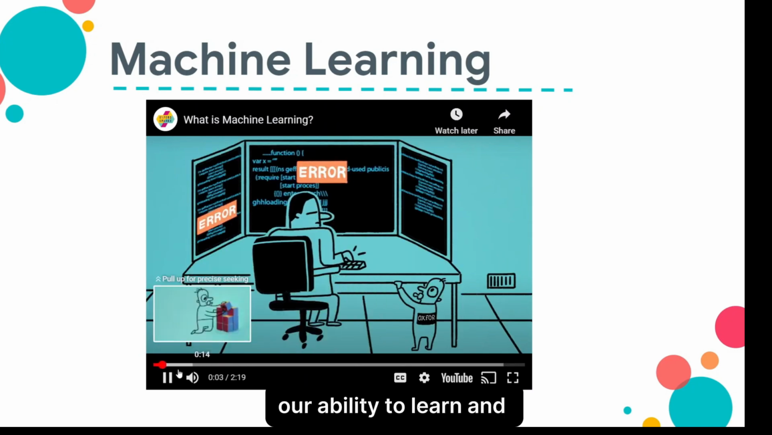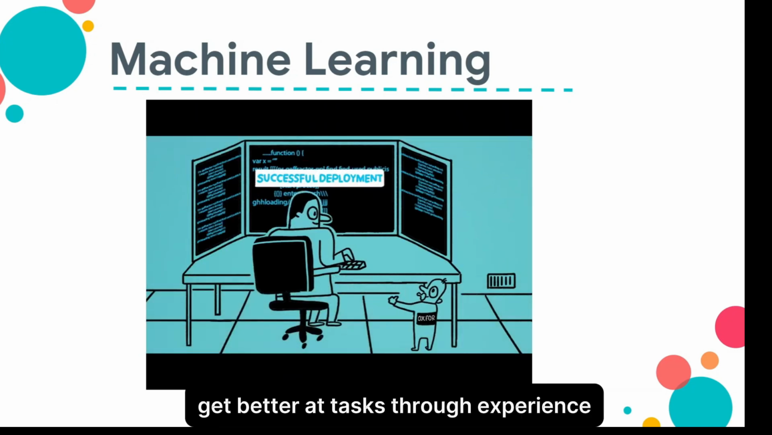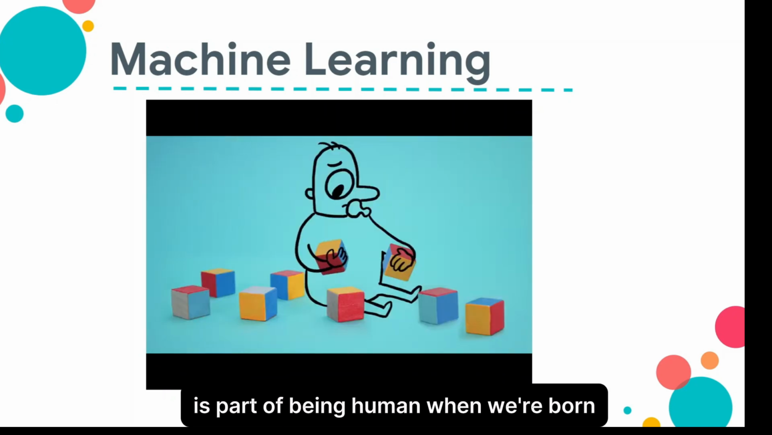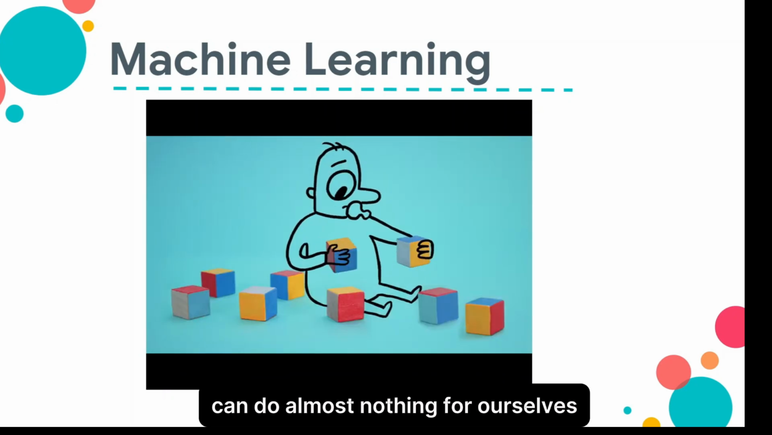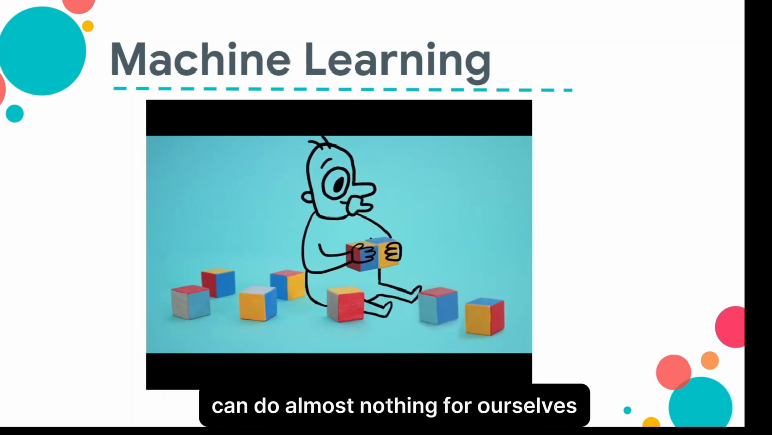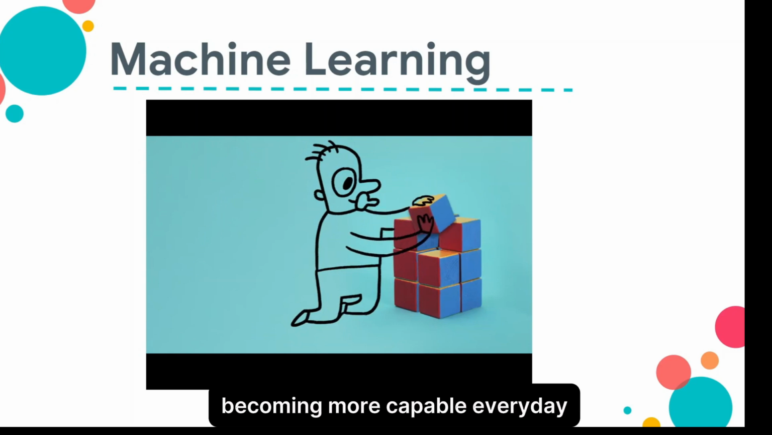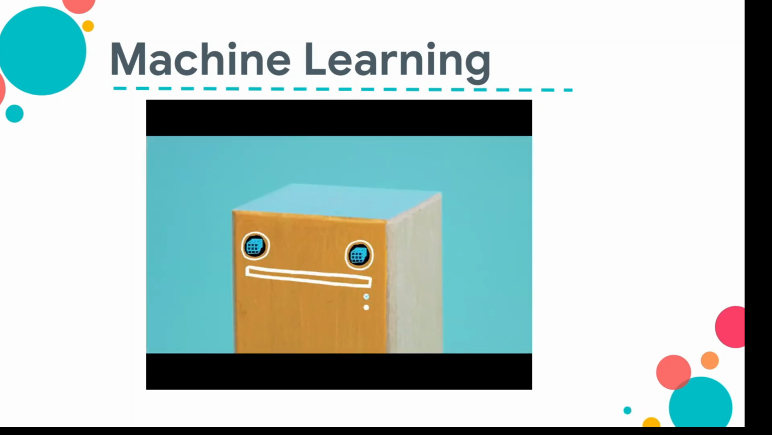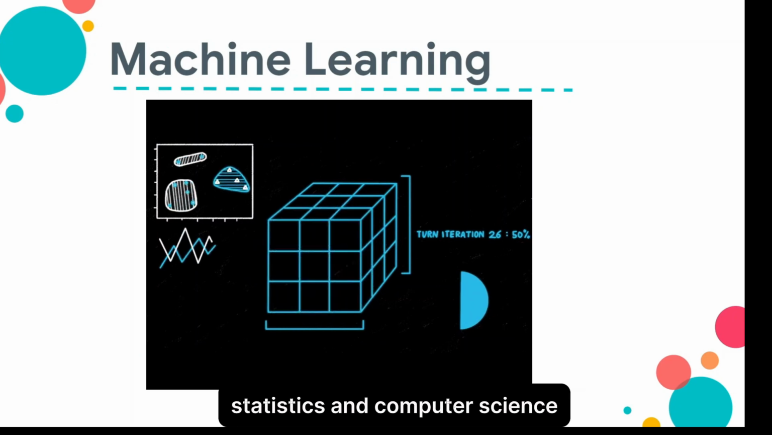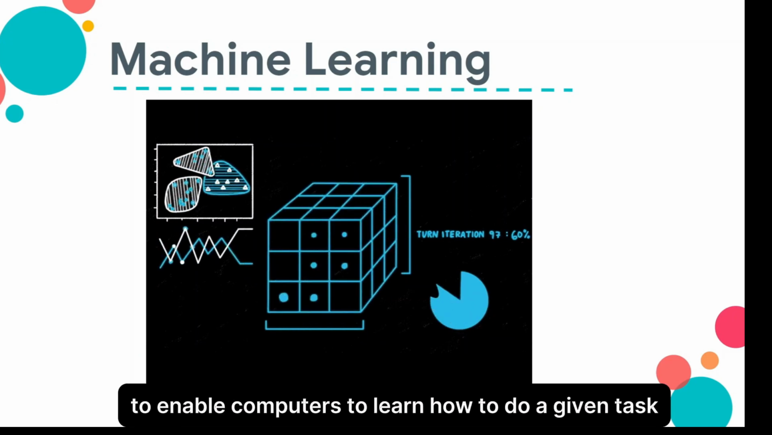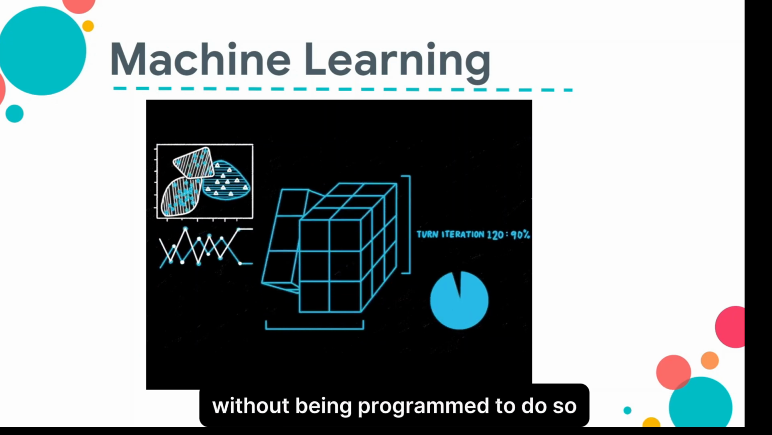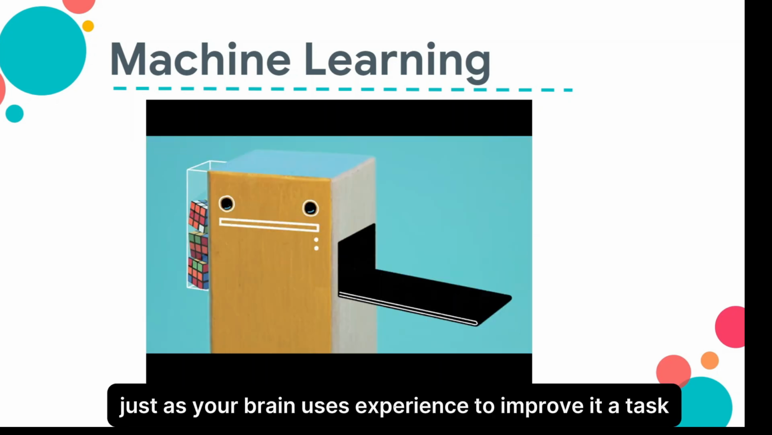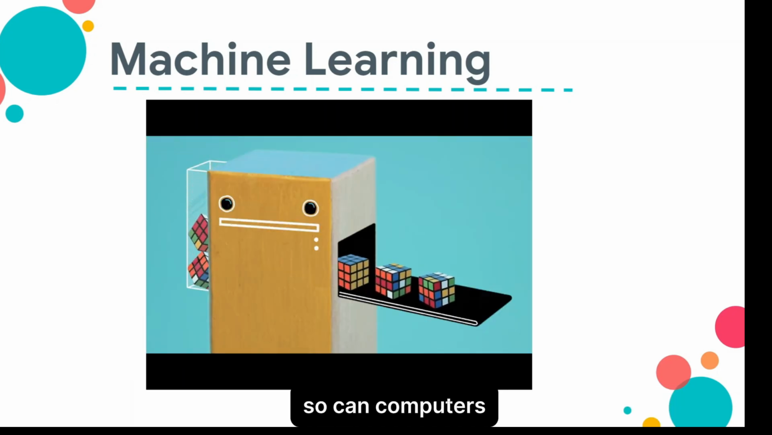Our ability to learn and get better at tasks through experience is part of being human. When we're born, we know almost nothing and can do almost nothing for ourselves. But soon, we're learning and becoming more capable every day. But did you know that computers can do the same? Machine learning brings together statistics and computer science to enable computers to learn how to do a given task without being programmed to do so. Just as your brain uses experience to improve at a task, so can computers.